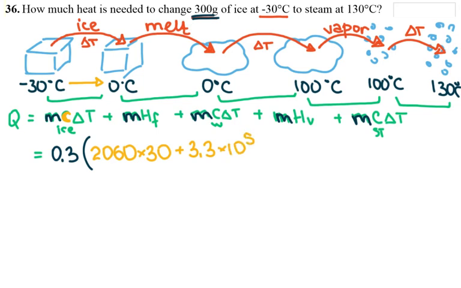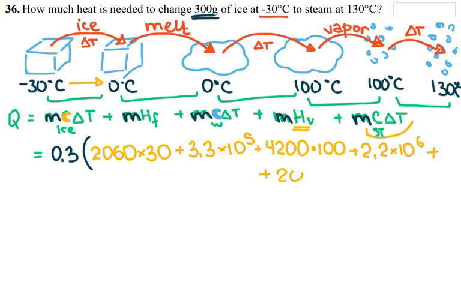Then I have the specific heat of water. For the specific heat of water, I'm going to round it to 4200, and the temperature change is 100. Then I have the heat of vapor, which is 2.2 times 10 to the 6. And for the last part, I have the specific heat of steam, which is 2020, and the change of temperature is 30 degrees to go from 100 to 130.